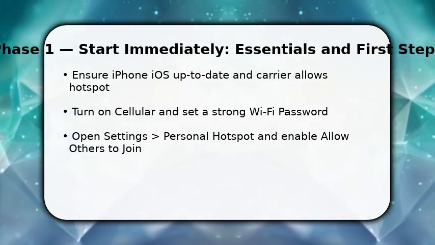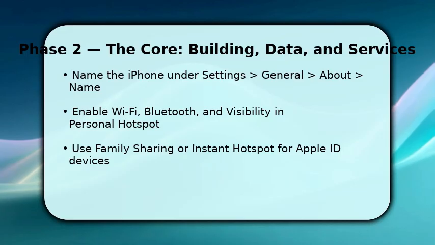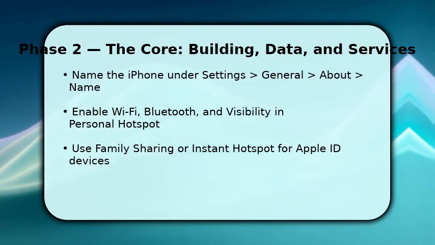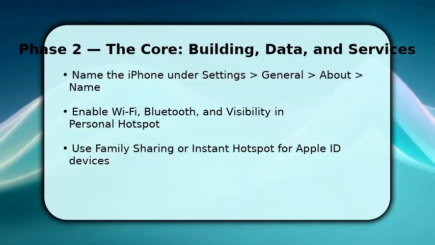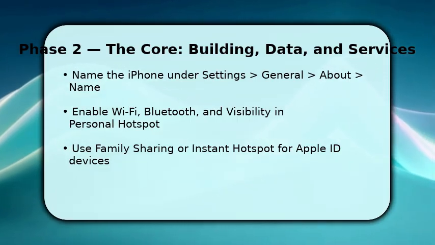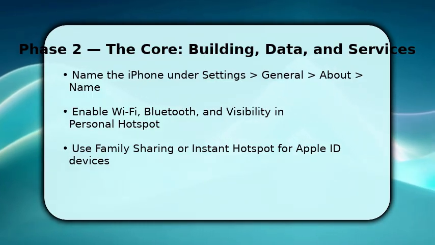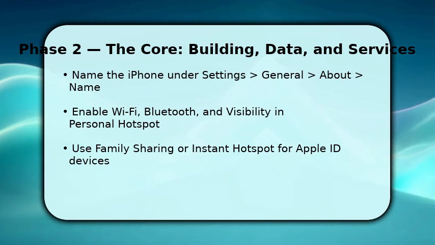Now refine discoverability. Change your iPhone name to something recognizable. This is the SSID other devices will see. Then verify Wi-Fi and Bluetooth remain enabled. These protocols help devices find and negotiate connection. In Personal Hotspot, ensure Allow Others to Join stays on and observe the hotspot banner. It confirms broadcasting. For Apple ecosystem devices, use Family Sharing or Instant Hotspot. These bypass passwords. Once done, nearby devices should list your iPhone.